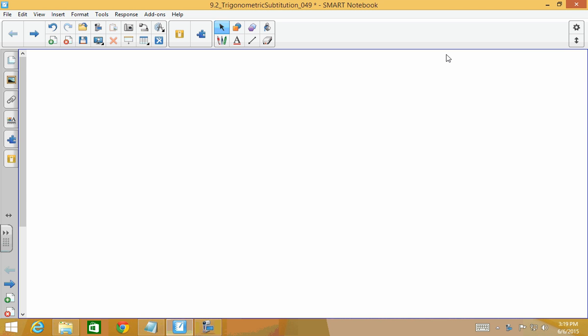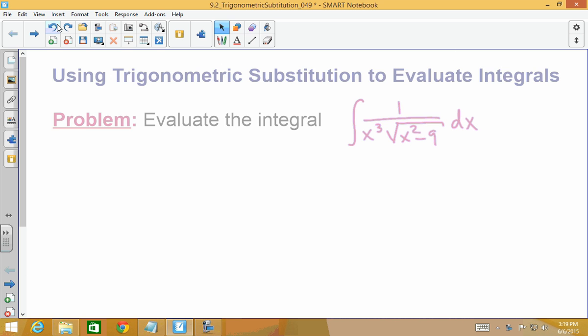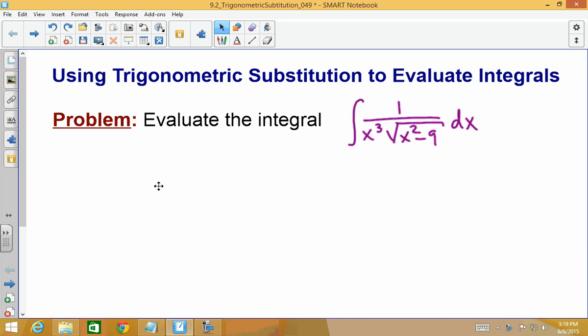In this video, we are going to integrate using a trigonometric substitution. Question: evaluate the integral of 1 over x cubed times the square root of x squared minus 9 dx.